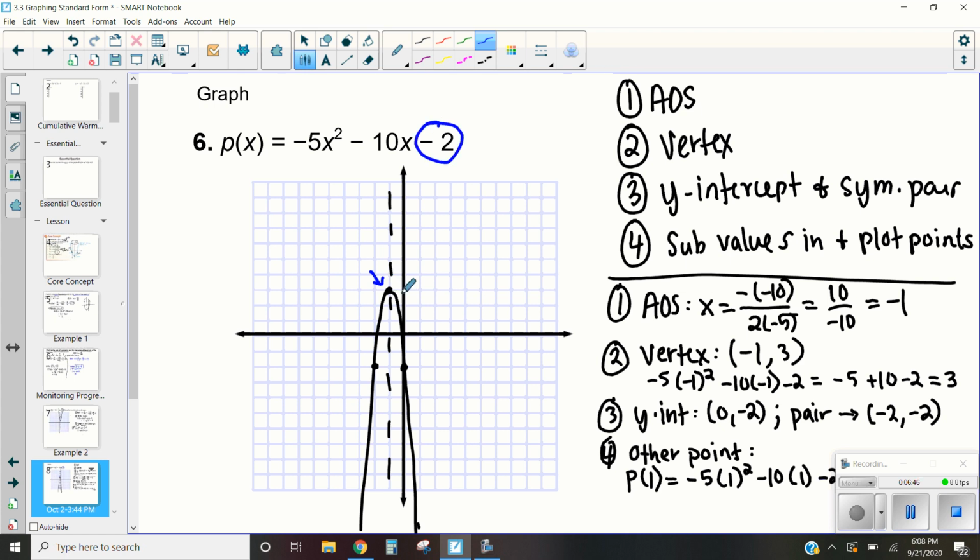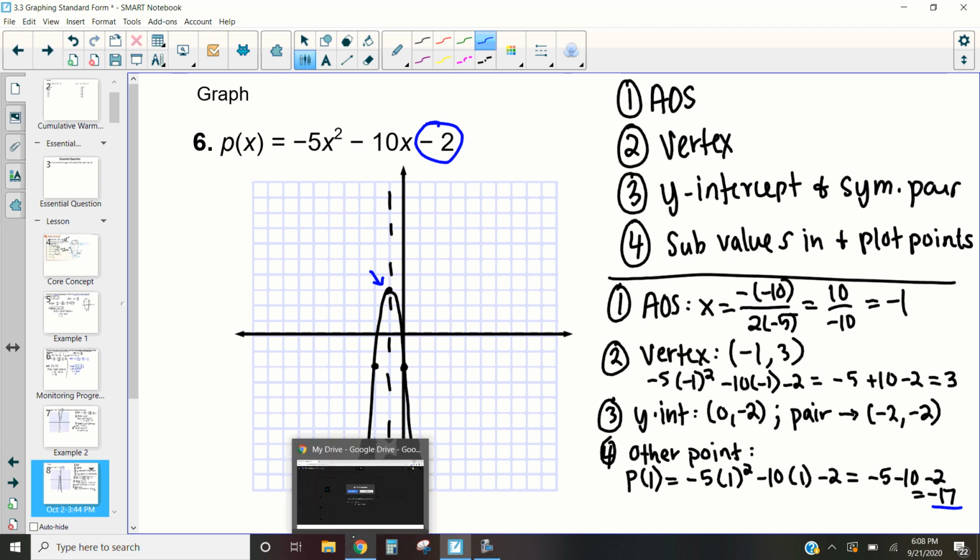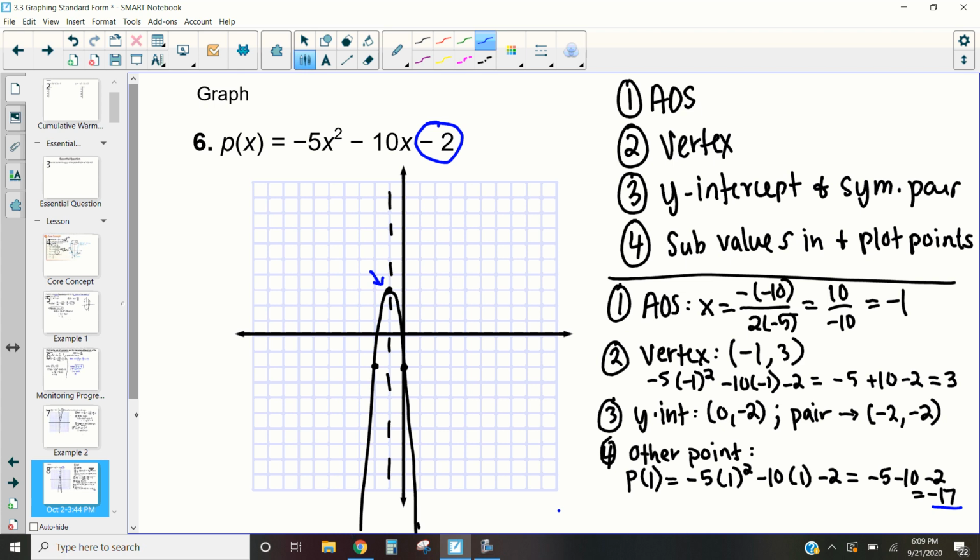After that, I looked at my y-intercept and that was -2. So I knew if I went over 1, I went down to -2. Same thing in the other direction, over 1, down to -2. That's my symmetric pair point. And then I substituted in one other point, and that point was when x equals 1. And I got that when x equals 1, it's going to be -17, which is way off my graph. 1 was only 1 past my y-intercept, so the other number 1 past my y-intercept is also going to be way down there. And that is what this is going to look like when we graph it.